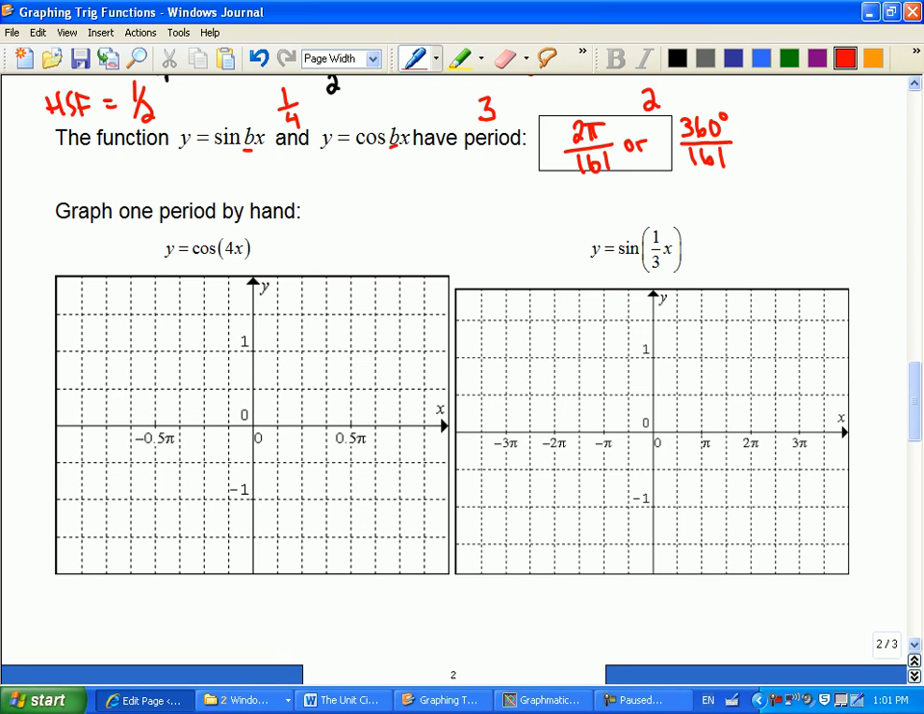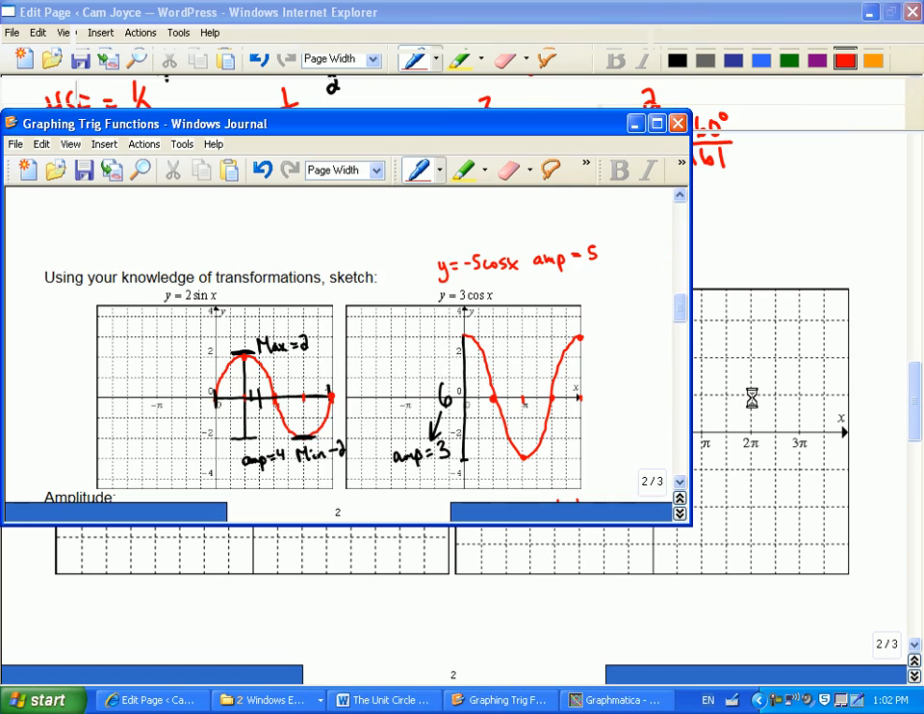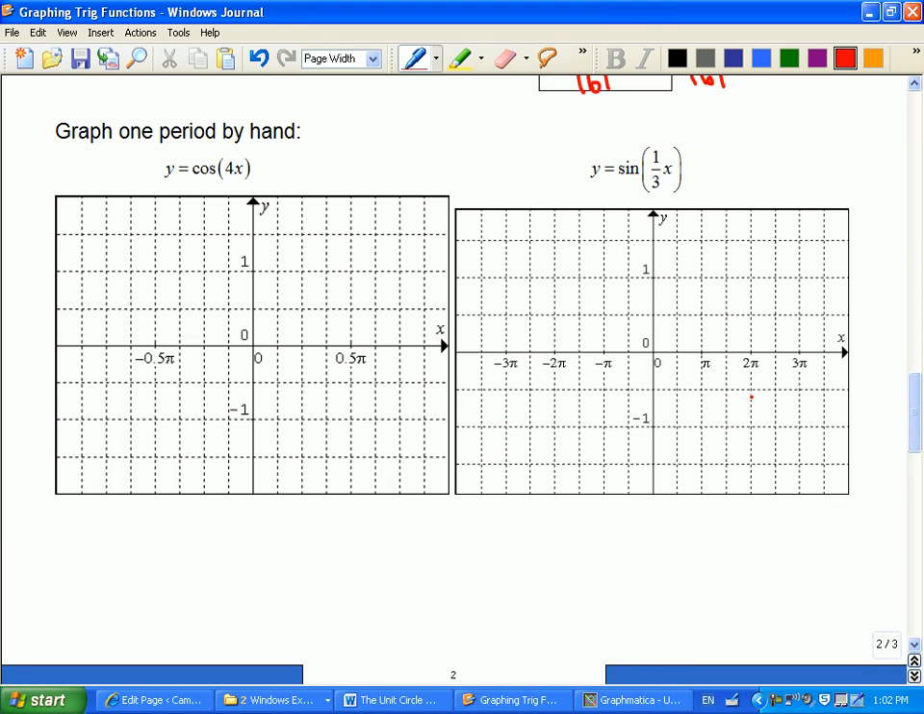If you're kind of puzzled at how it goes, everything is the same. The only thing we've done now is we've compressed the graph in. So normally I'd have a period of 2 pi, but now I'm going to have 2 pi over 4 or pi over 2. So that means it stops right here. That's the full sine graph, right?